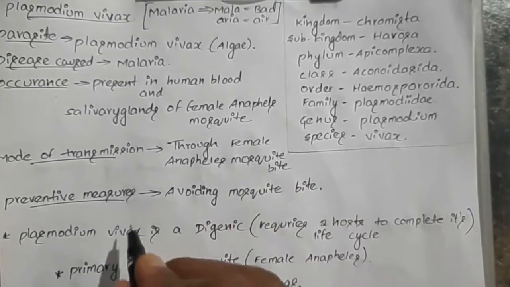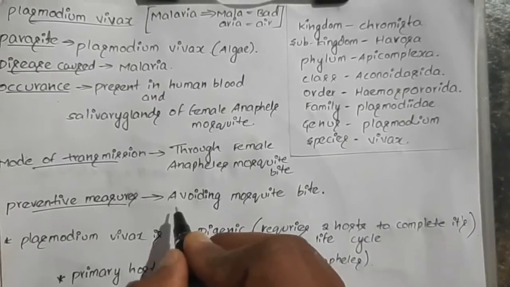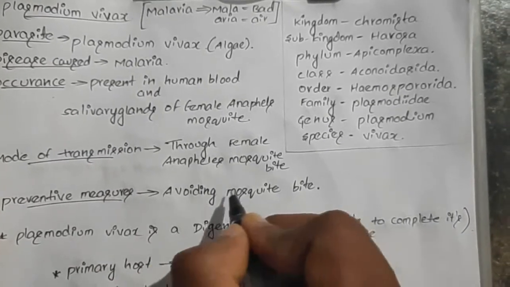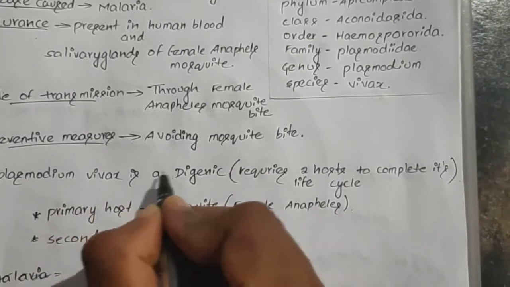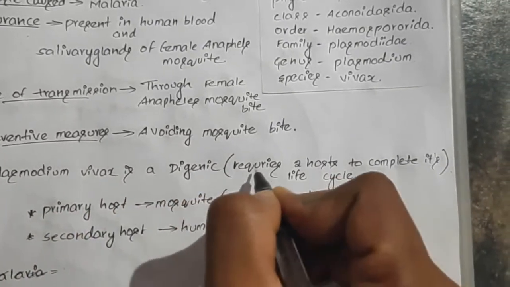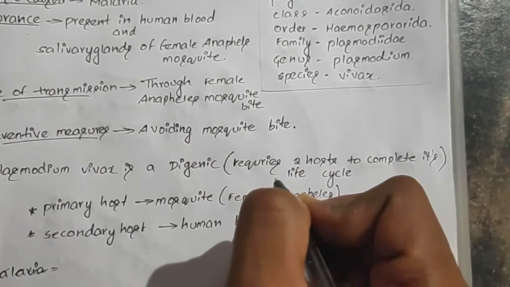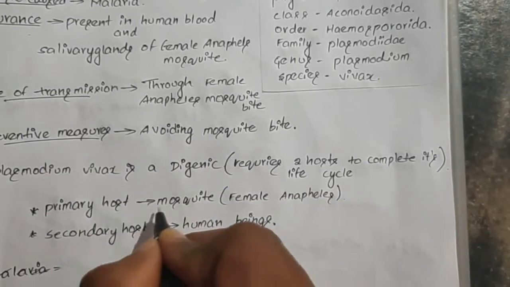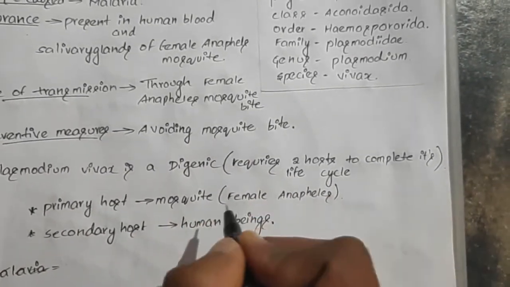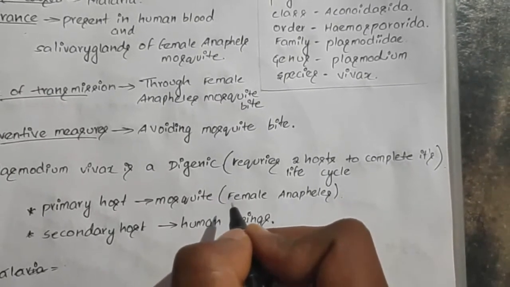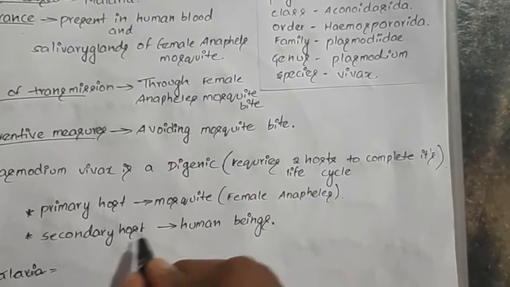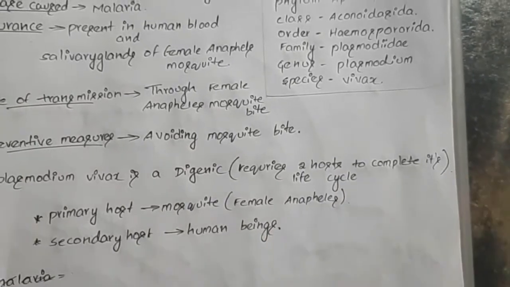to the humans. How to prevent this malaria? Prevention measures are avoiding mosquito bites. Plasmodium vivax is a digenic animal, which means it requires two hosts to complete its life cycle. The primary host is the mosquito, the female Anopheles mosquito. The male mosquitoes won't suck the blood of humans, so male mosquitoes won't cause the disease. The secondary host is the human being.